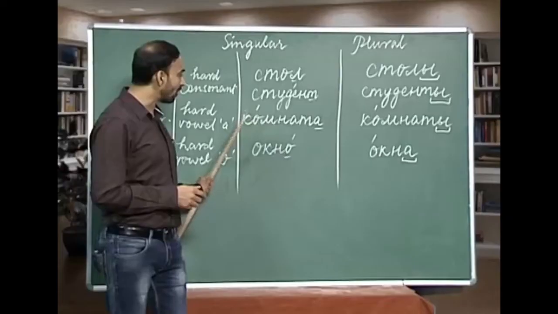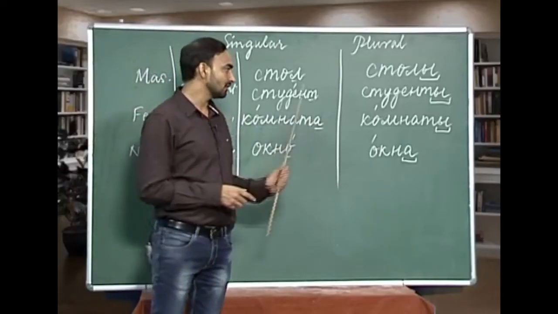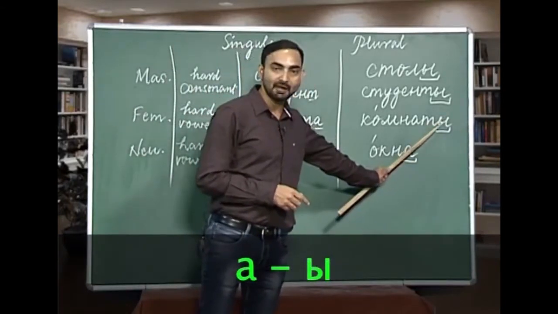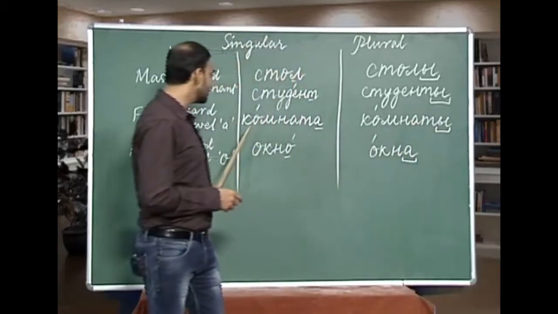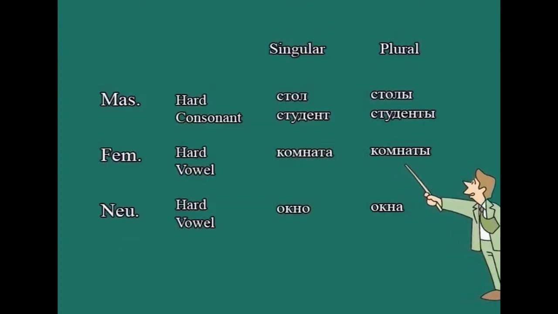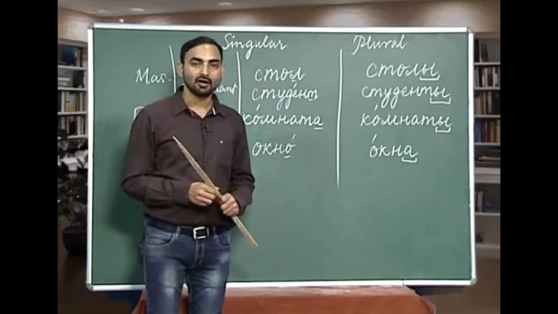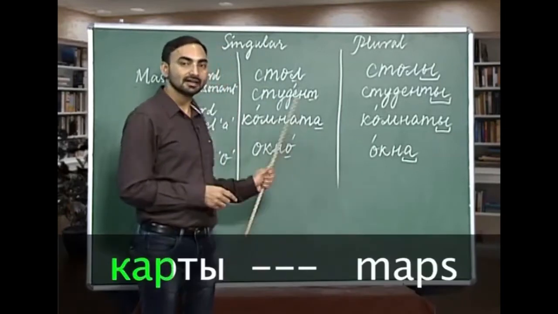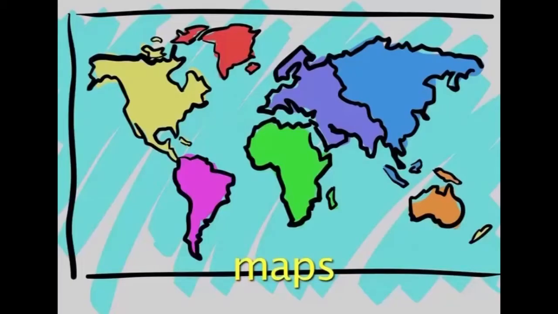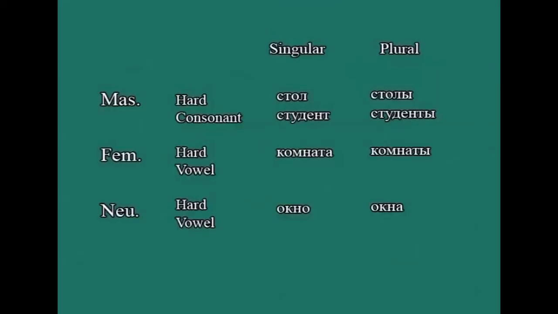So, how do we form plural of komnata? What we do is we replace this a with I, again the same hard vowel I. So, what will be the plural of komnata? Komnati, rooms. What will be the plural of karta? Karti, the same way as we have done in komnata. Komnati, karti, maps.